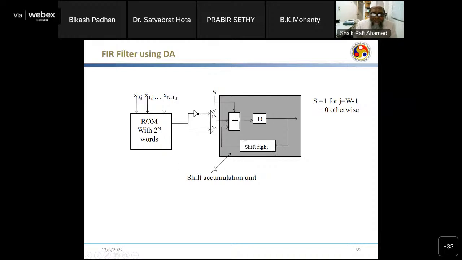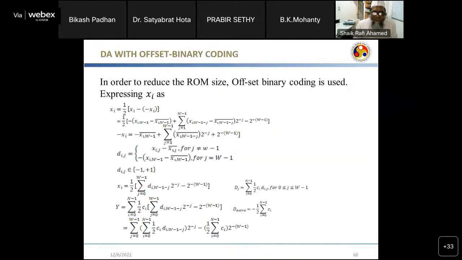If I compare the multiplier complexity with the complexity using this distributed arithmetic, we get a lot of reduction in the complexity because of the multiplier-less architecture. You can even reduce the ROM size.